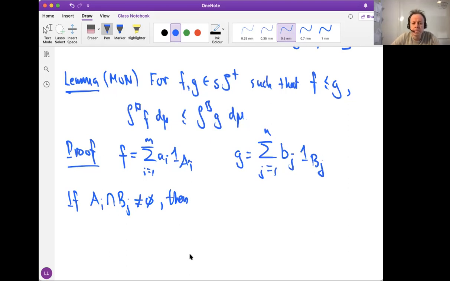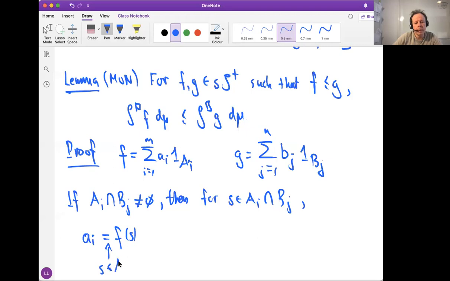Then what happens? Then we can pick some point in this intersection. Let's call the point S. So assume that S is in this intersection. We know that then, in this case, the value AI is equal to f(s) because S belongs to AI, and that's the only value here. Then we know that f(s) is less than g(s) because we assume this monotonicity.